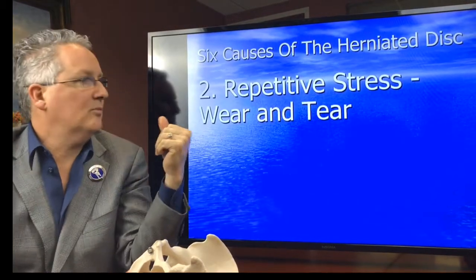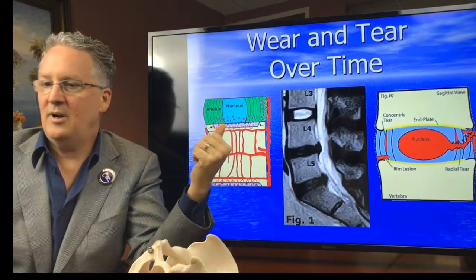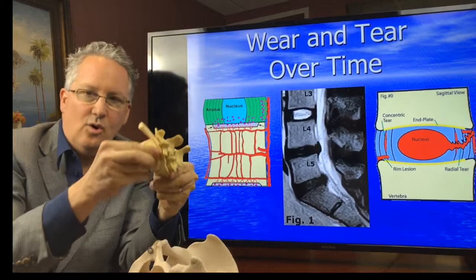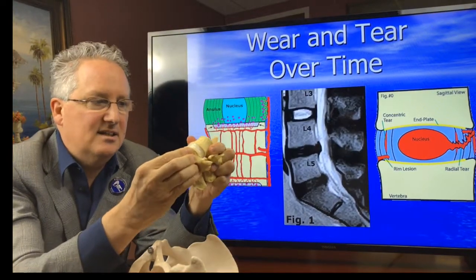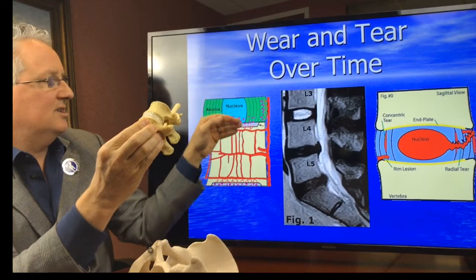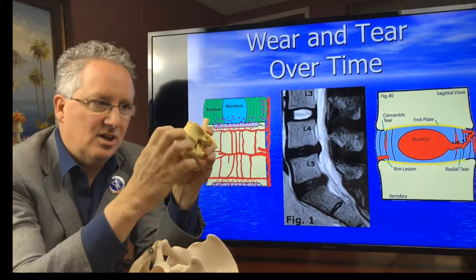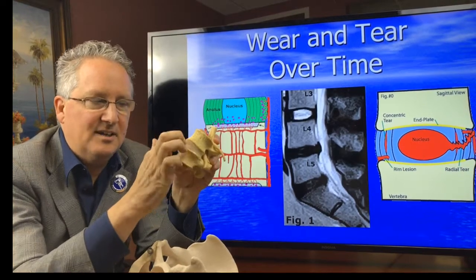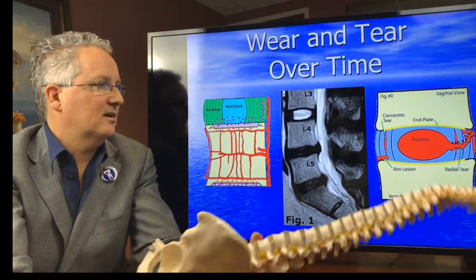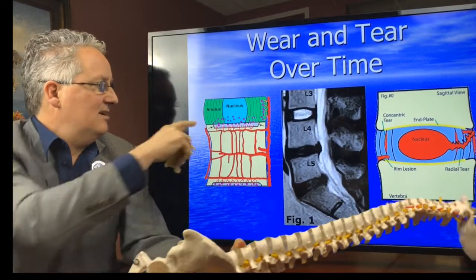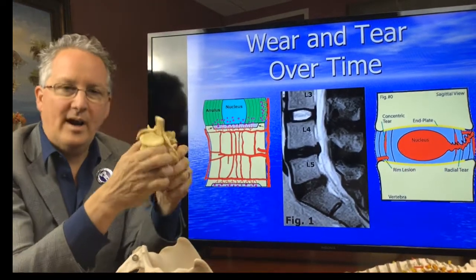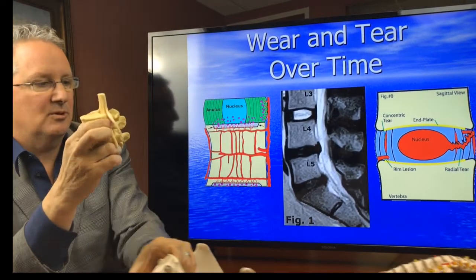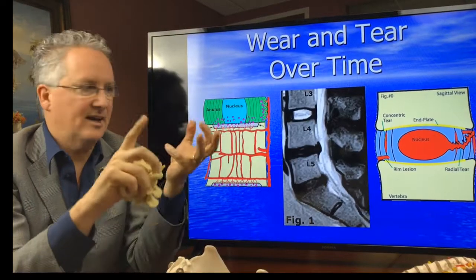Another one is what we call repetitive stress, kind of a wear and tear. What happens with wear and tear is you start to overload the disc. A lot of motion on the disc causes a decrease of flow. When you get that decrease of flow into the nucleus, you start to overstress the annulus, and when you overstress the annulus, very often it will start to develop little tears. As the nucleus starts to dry out from the wear and tear, bending, lifting, twisting, bending, lifting, twisting. We treat a lot of postal workers, a lot of electricians, a lot of laborers.